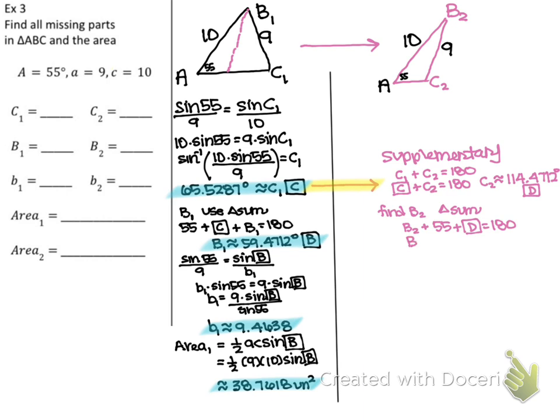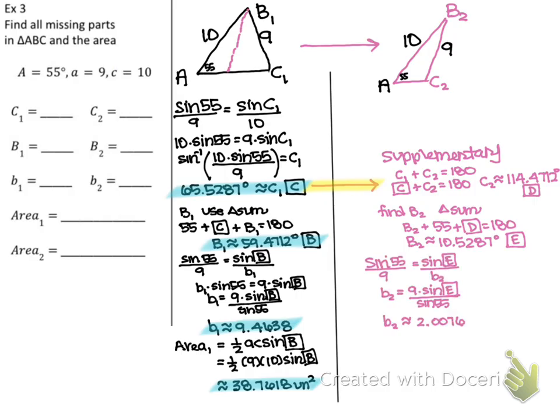All right, if B2 is not negative and not 0, so positive, then this is going to work. This gives me 10.5287 degrees. I'm going to store that as E. And then why don't you pause and see if you can find little b2 and then come back and check. Okay, so we end up with 2.0076, which you could do 2.007 or 2.008.